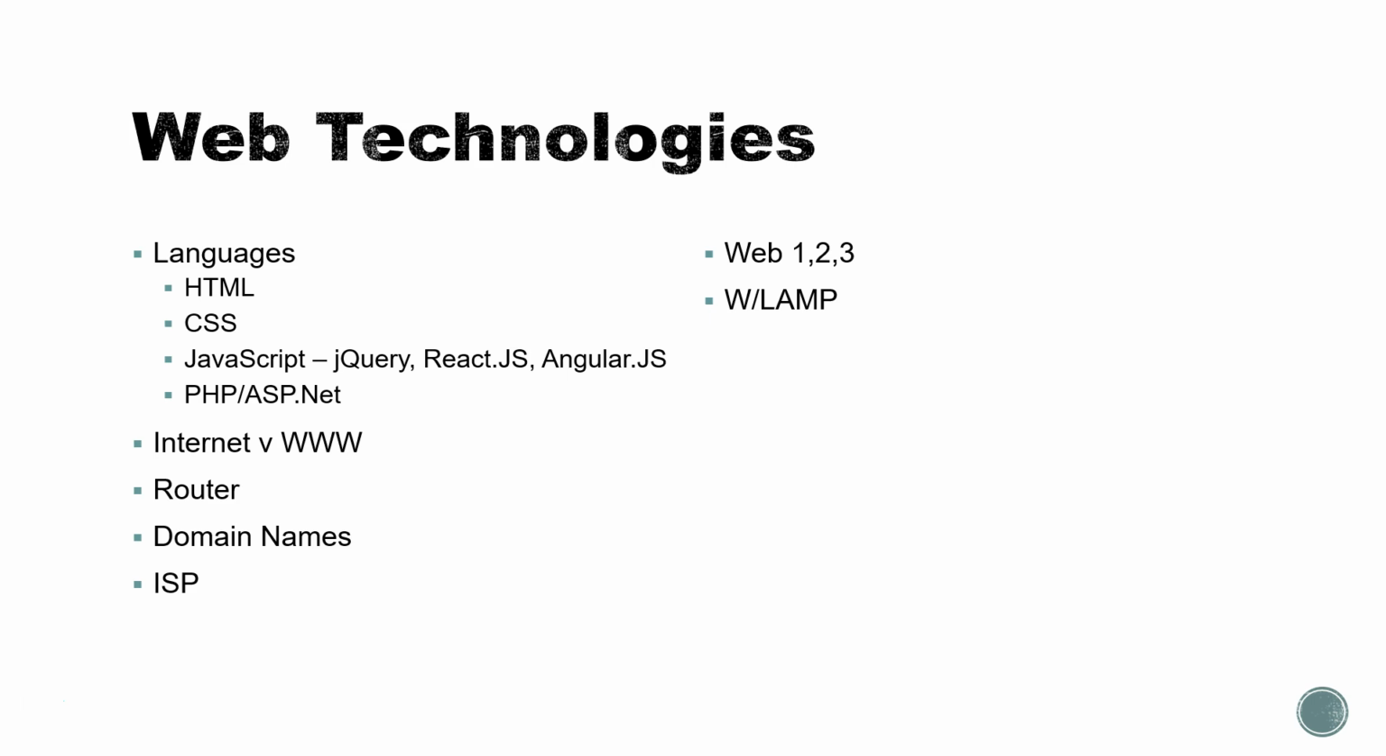The internet against the World Wide Web, because they're not the same thing, though they're commonly used interchangeably by a lot of people. We've got routers, domain names, ISPs, Web 1, 2, 3, and WAMP and LAMP.